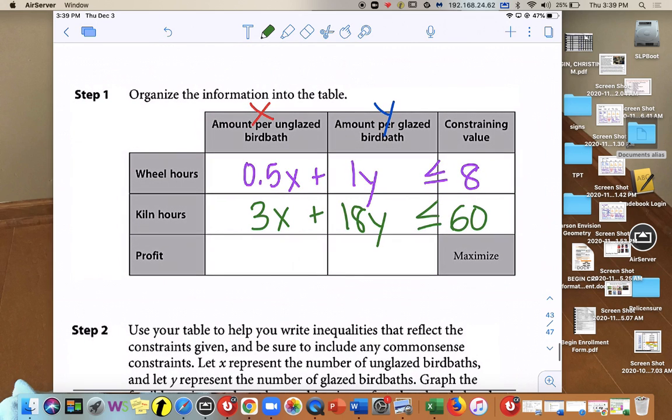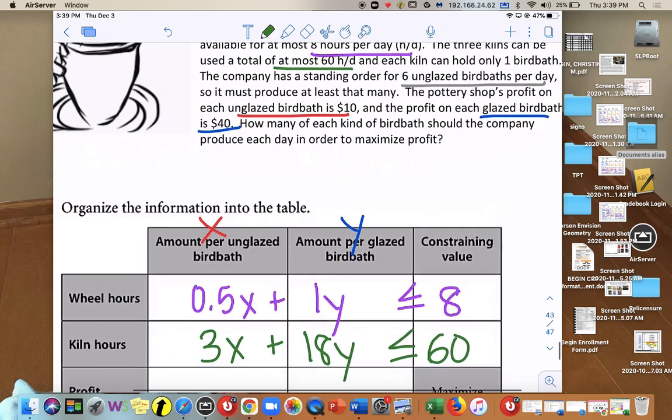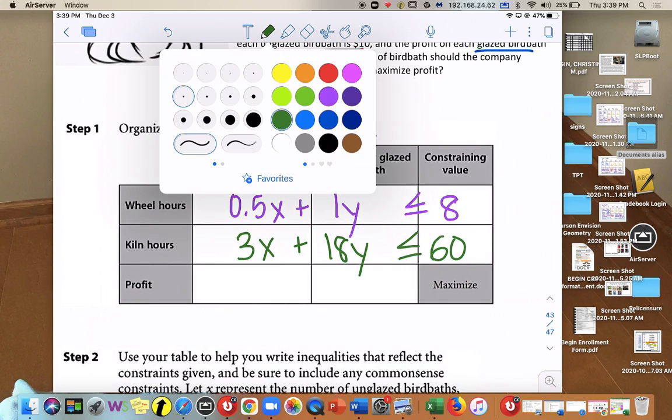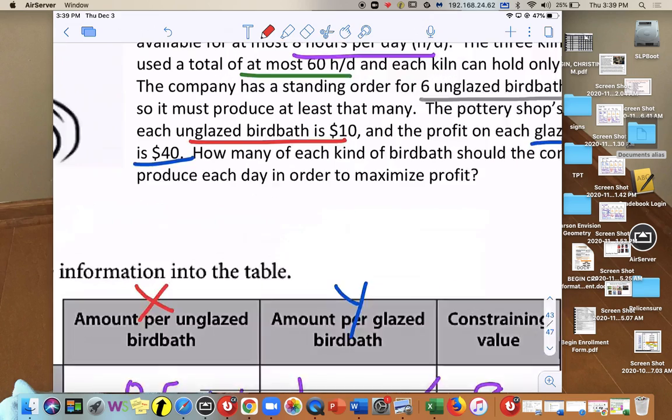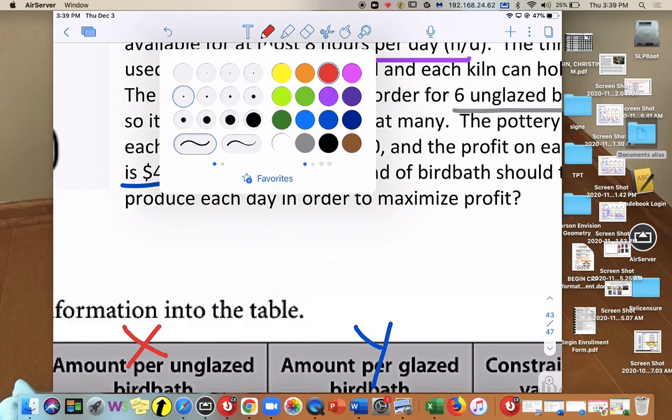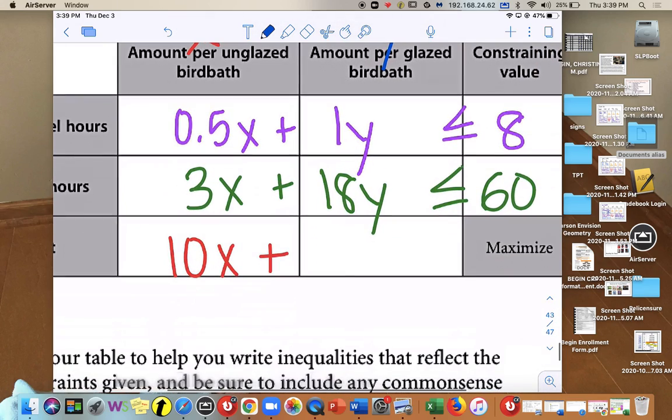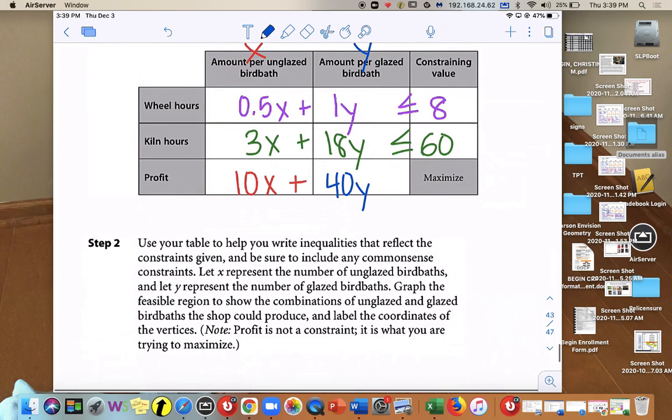And then we have our profit equation, like how much can we sell each of these for? So if we take a look, the unglazed bird bath is $10. So $10 for every unglazed. And the glazed bird bath, you make more profit. It's $40 because of the extra time spent. And we're going to take a look at what combination of unglazed and glazed bird baths is going to give us maximum profit?